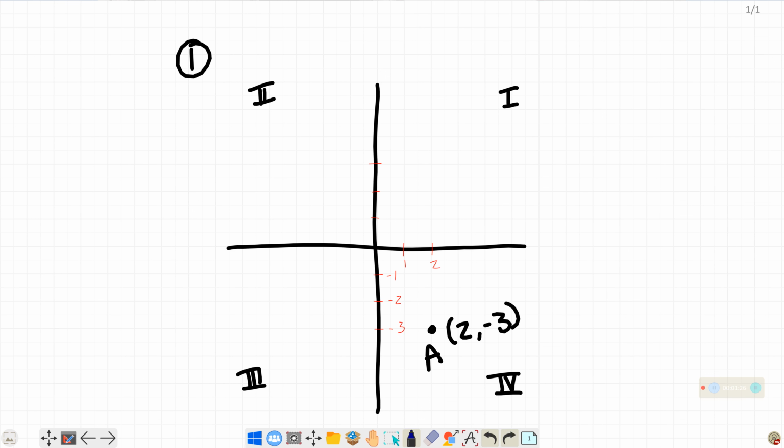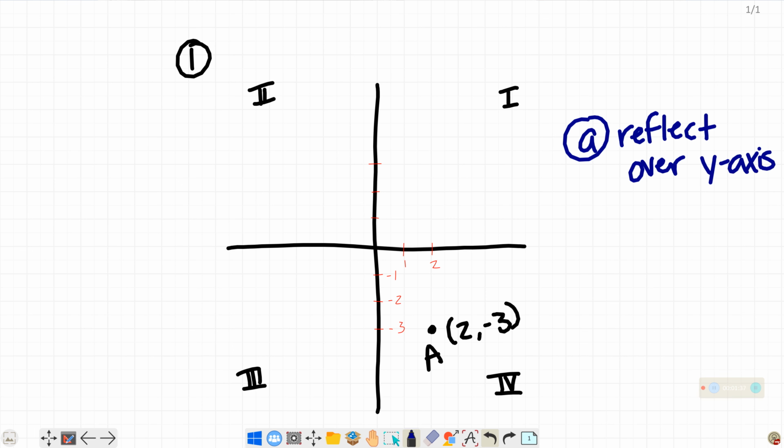So for part A, we're going to say we reflect over the y-axis. Then it continues and it says, label the image B and write its ordered pair next to it. So when you reflect over this axis, draw the point, label it B, and tell me its location using the coordinates. And so B is at this point (-2, -3).